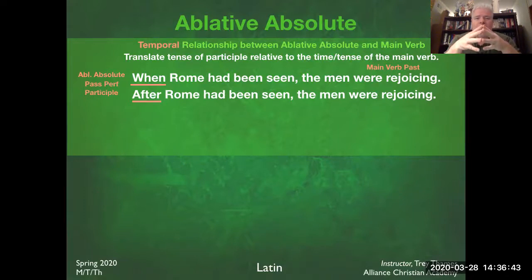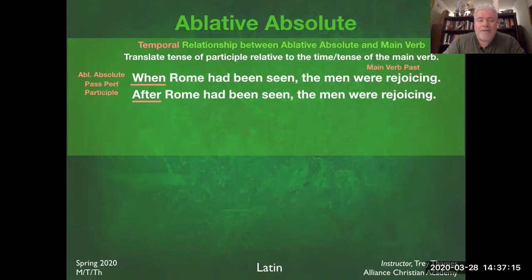The first kind of relationship is a temporal relationship. In other words, it has to do with time. So the example here again: when Rome had been seen, the men were rejoicing. This is using the ablative absolute with the perfect participle, so it's happening before the action of the main verb. When Rome had been seen, then the men were rejoicing. Or even better, after Rome had been seen. So this is another preposition you can use: after Rome had been seen, the people were rejoicing.